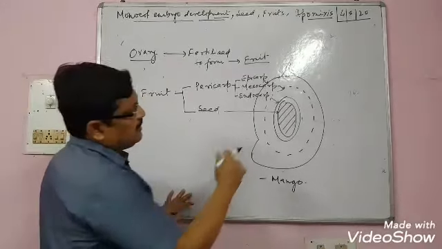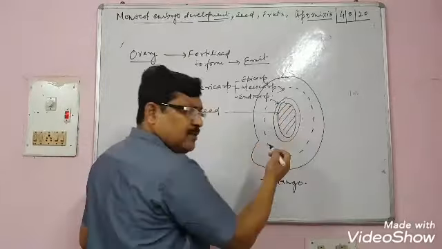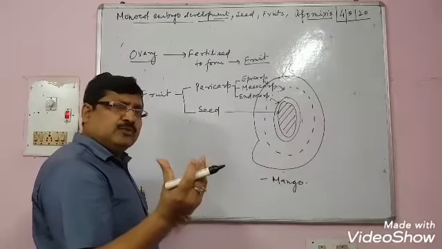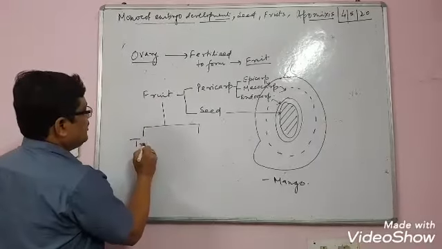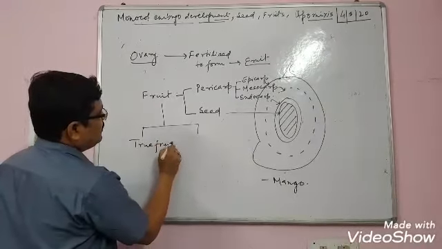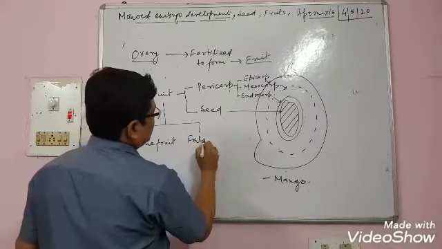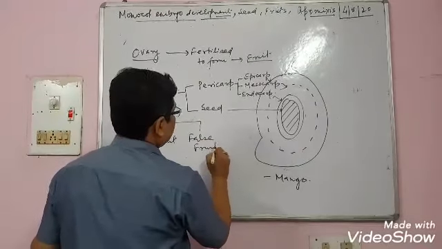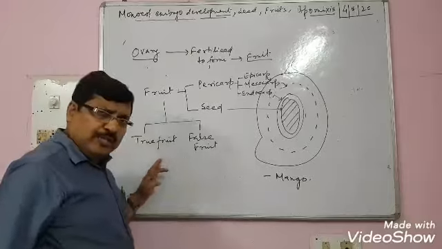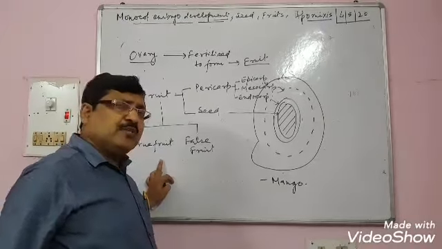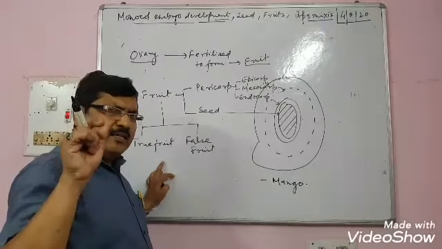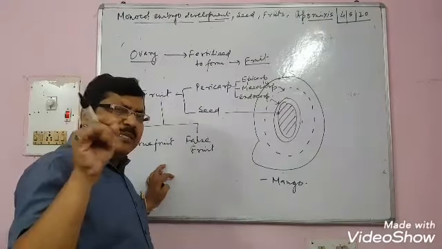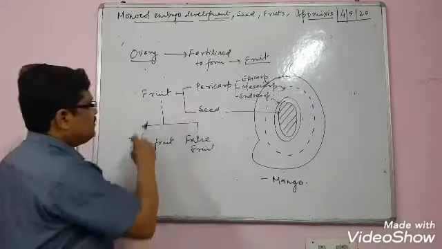Now, fruit may be divided into two types, the true fruit and the false fruit. I am not going to describe it in detail, because in this chapter of the NCERT, only a very brief idea, primary or elementary knowledge about the fruit, is given.